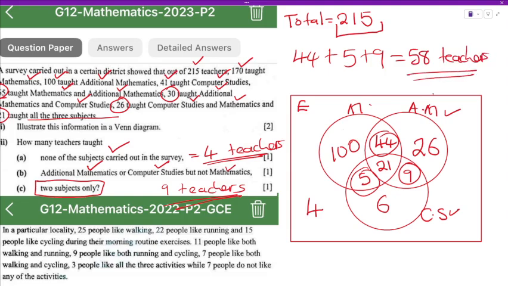And you are done. Do we have any questions? We're done with this question. We proceed to the final example on this one. Is it clear so far?